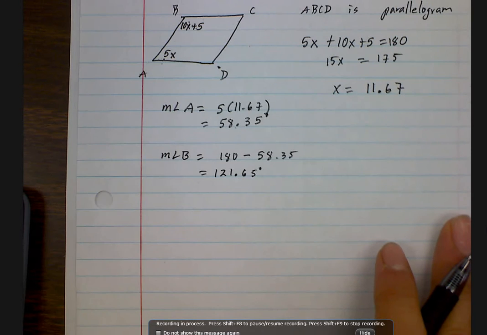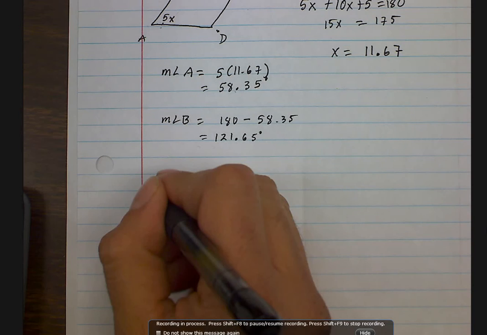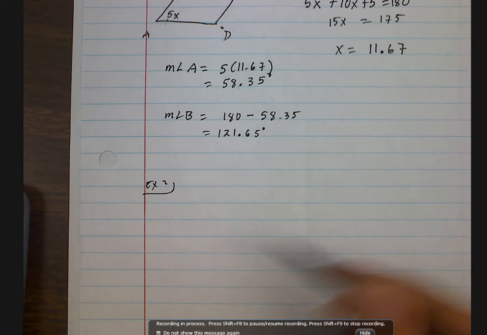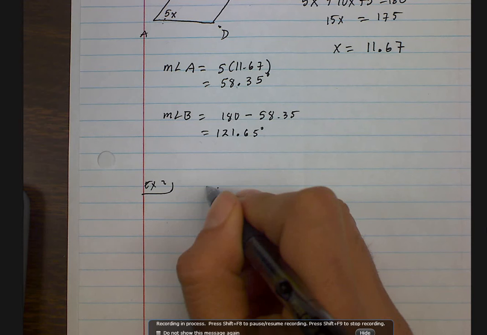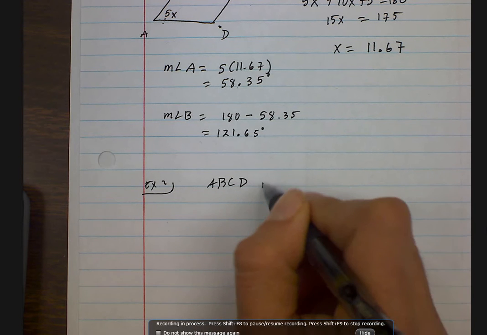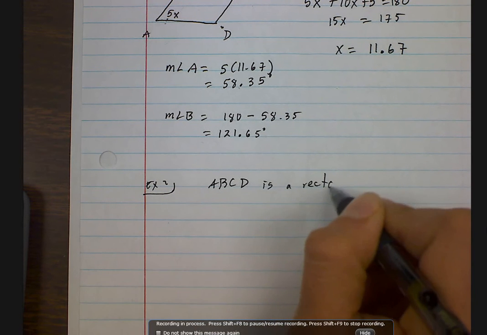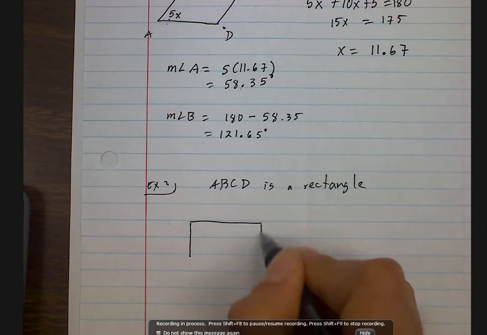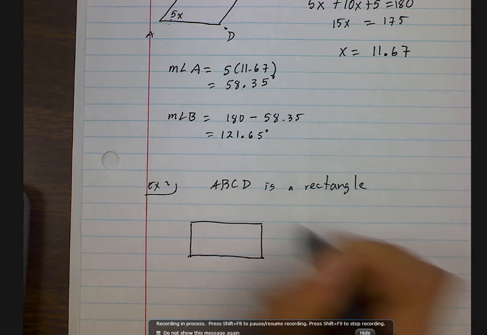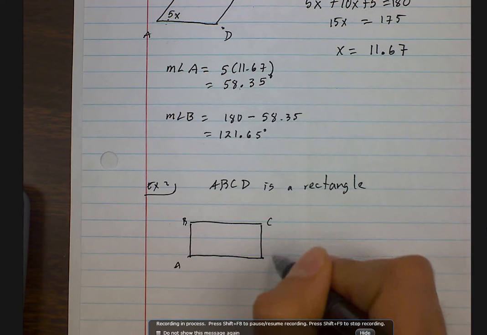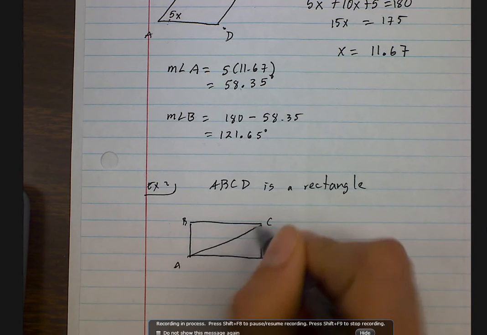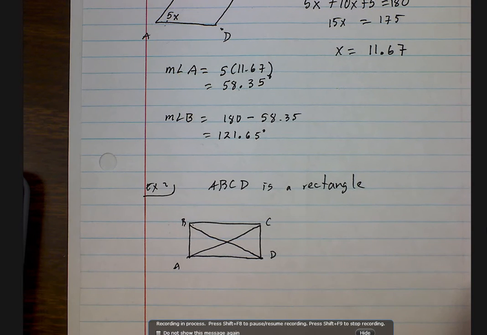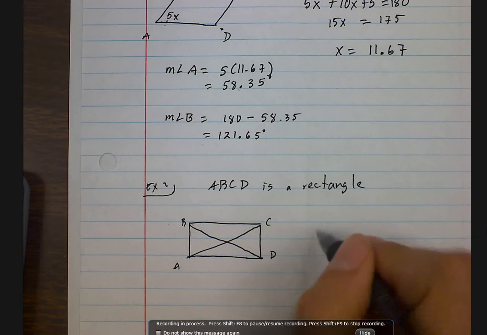I guess this is example 2. Let's use a rectangle. So ABCD is a rectangle. The first thing that you need to do is always draw your picture. If they don't give you a picture, make sure you draw it. So we have A, B, C, and D, and then we have two diagonals. Let's make the intersection point P.